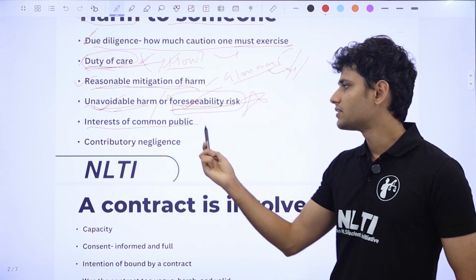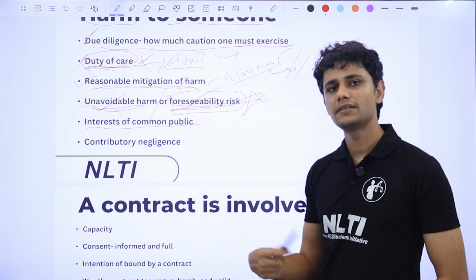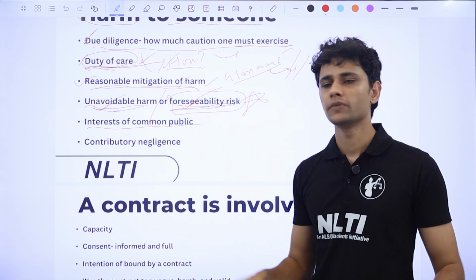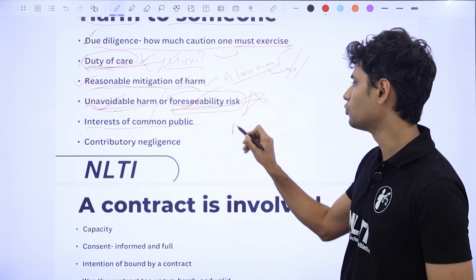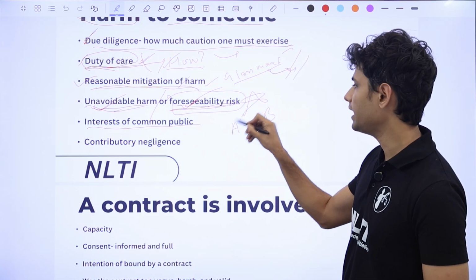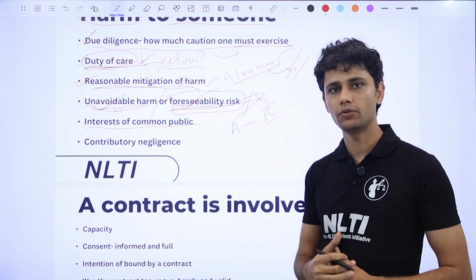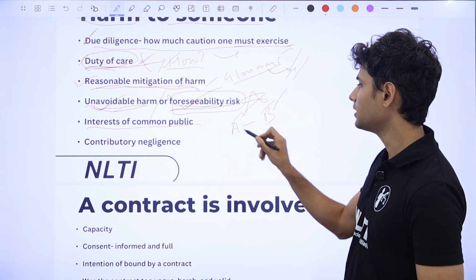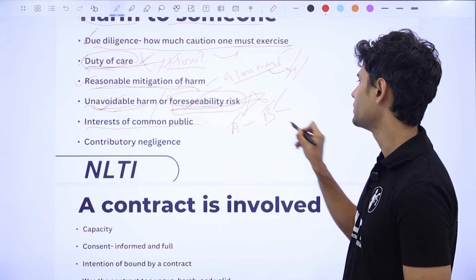Interests of the common public: this is mostly to show that in some cases, the harm you have done also impacts other people. Mostly the harm is limited to two parties. Let's say A harmed B. So we only assess between A and B how to distribute liability. But sometimes it goes beyond just B. Maybe the actions of A had an effect on other people as well.